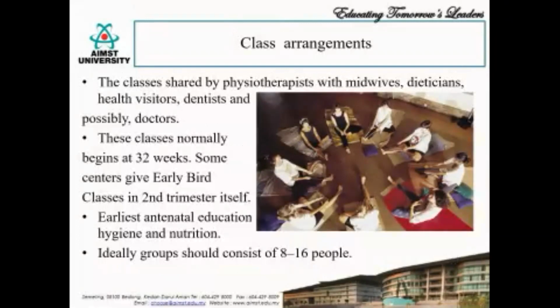So you can make some 8 couples. Normally you need to ask the person to come with the partner because you need to teach them many things where the partner will be helping them. So you ask them to come as a couple. You can make a small group of 8 to 16 people. That means if you put 8 couples, you will have 16 people.